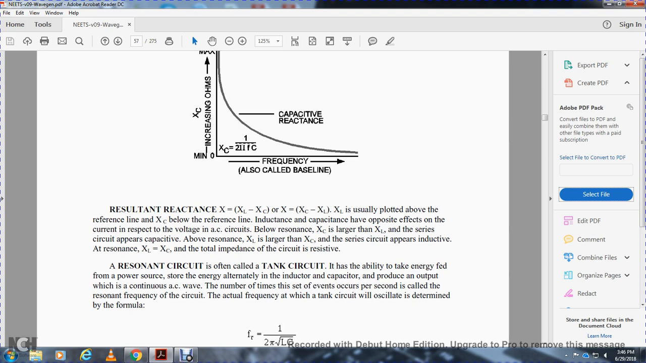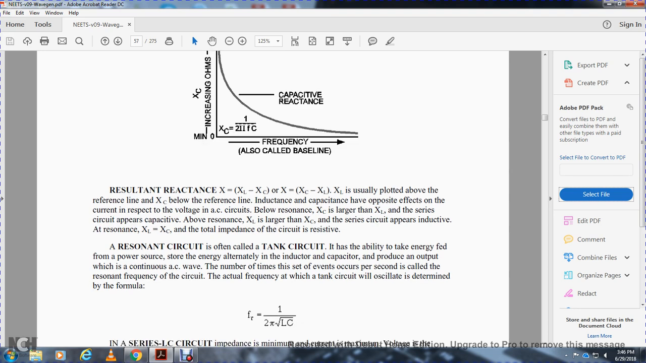The series circuit appears capacitive. Above the resistance line, the inductive reactance is larger than the capacitive reactance, and the series circuit appears inductive. When inductive reactance is equal to capacitive reactance, the total impedance of the circuit is resistive.